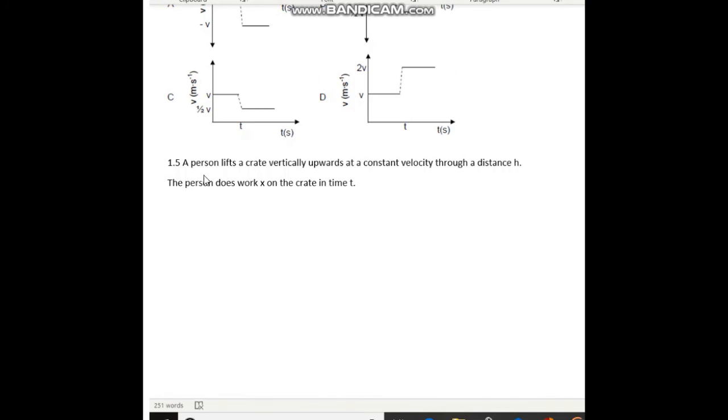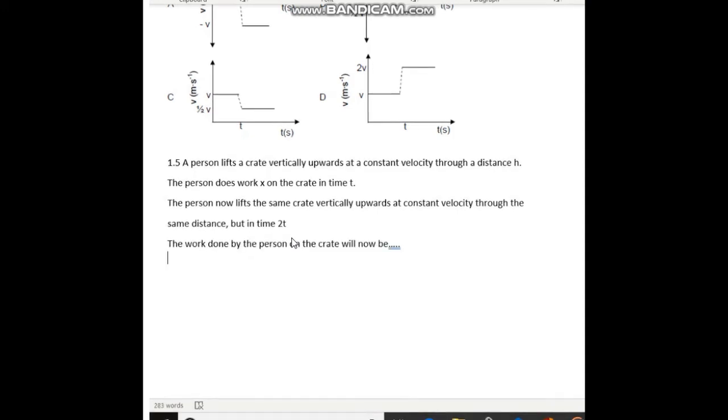So 1.5 says that a person lifts a crate vertically upwards at a constant velocity through a distance h. The person does a work x on the crate in the time t. Okay, so the person now lifts the same crate vertically upwards at a constant velocity through the same distance but in time 2t. So here this is a work problem, and then they're saying that the work done by the person on the crate will now be, okay, so it's like you're lifting.